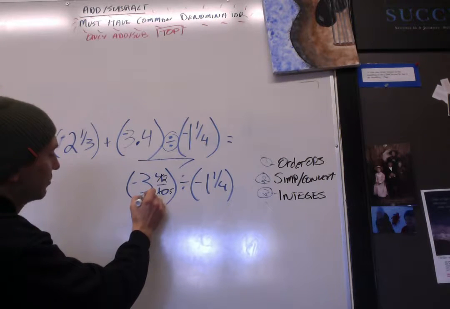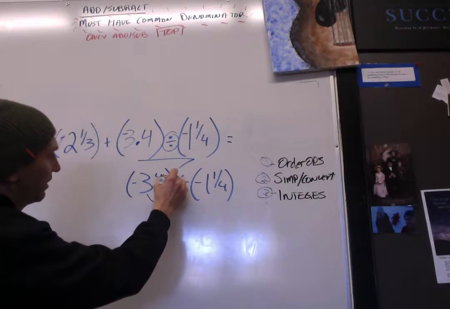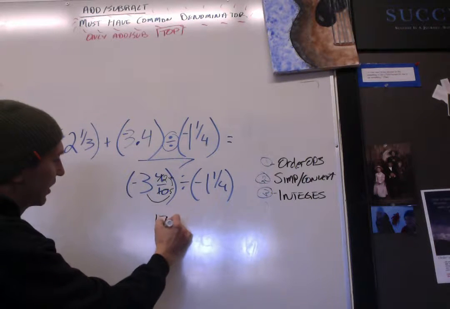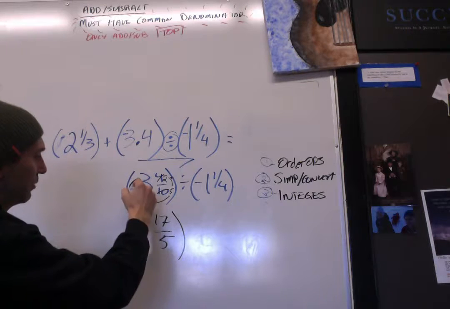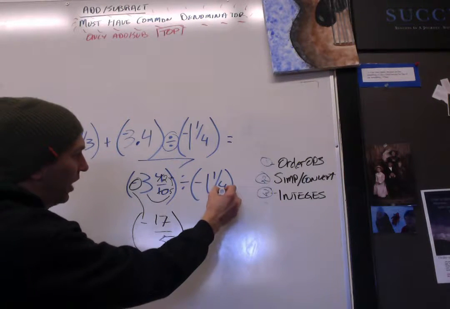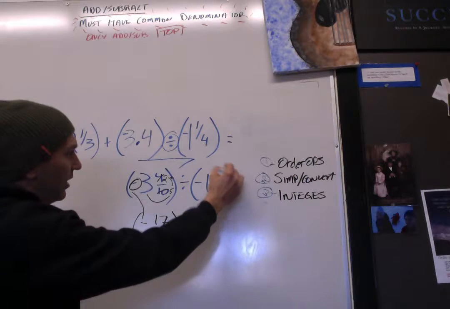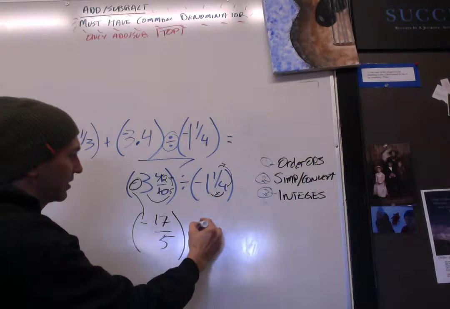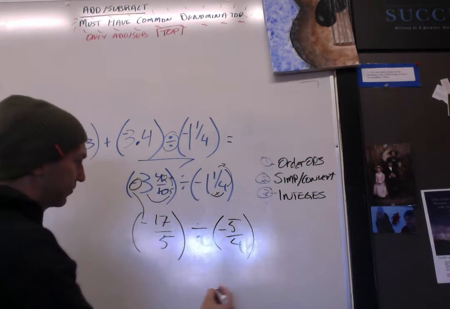Now we convert. So 3 times 5 is 15. 15 plus 2 is 17. So I get 17 over 5, which is a negative. Make sure you bring those down. Big mistakes. Over here, 1 times 4 is 4, plus 1 is 5, so that gives me divided by negative 5 over 4.